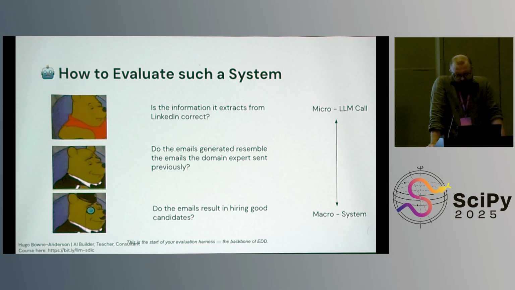And even when we start thinking about evaluation, a lot of engineers, rightfully so, want to focus on micro LLM call accuracy and these types of things. So you can ask in the first step, is the information it extracted correct? And we do want to know that, don't get me wrong. You can also ask, do the emails generated resemble the emails the domain expert sent previously? Also incredibly important, right? Who would have thought getting a domain expert in the loop would be useful? But as it turns out, it is.